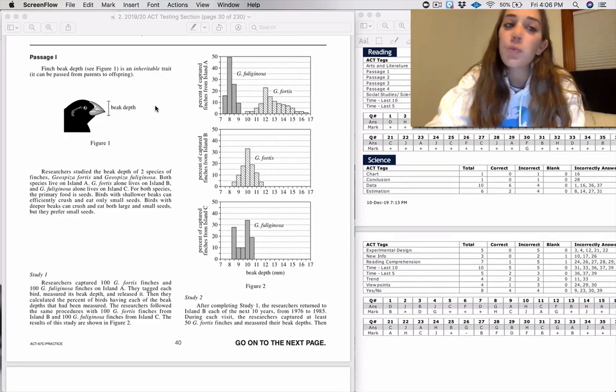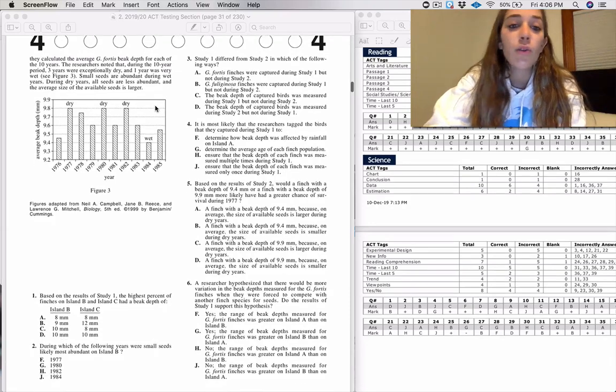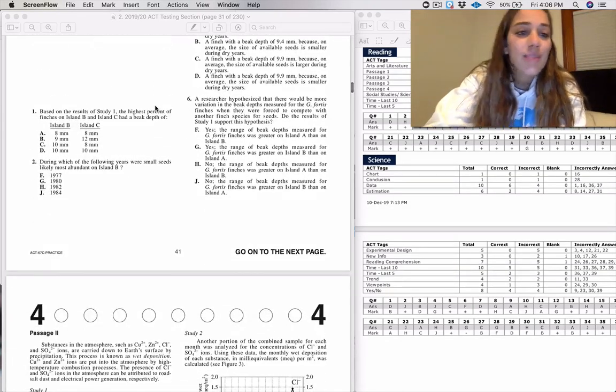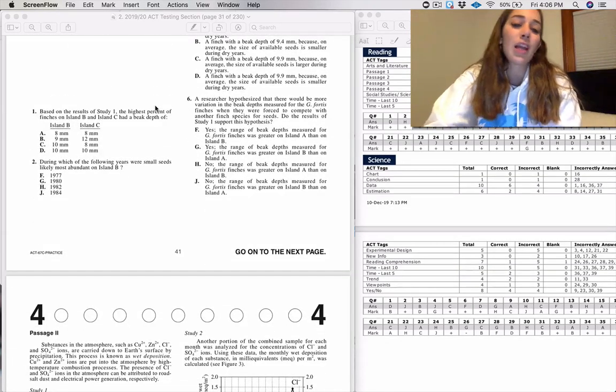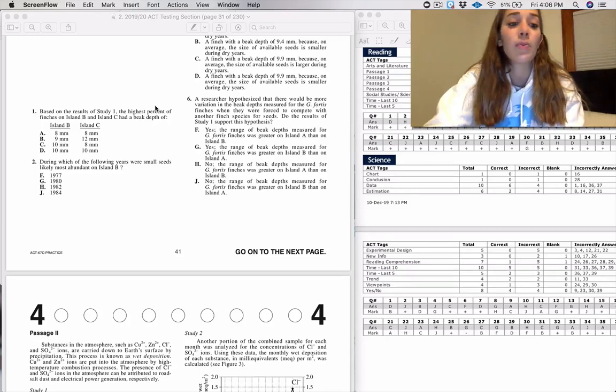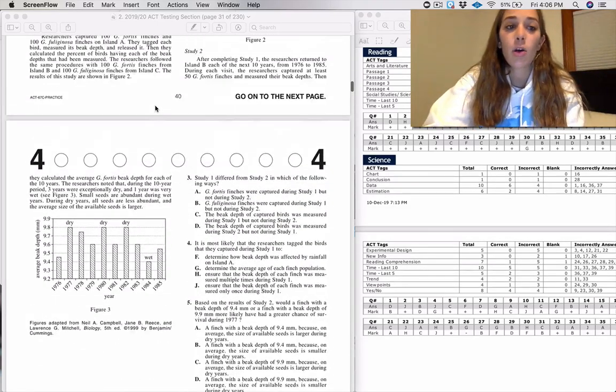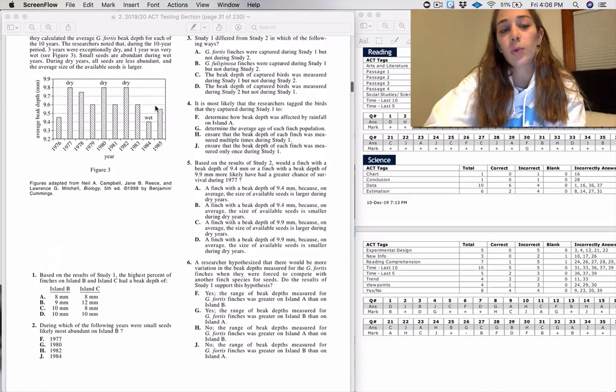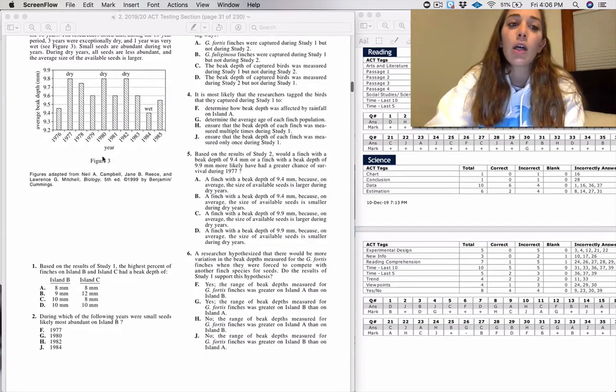Reading about the finch beak depths of all the G. fortis is not helpful. I'm not going to remember. I'm not going to retain anything. What is helpful is to be able to identify question types and know the strategies for each question type. So what we're going to do today is we'll talk about 2 to 3 question types, what I like to teach in my first lesson, and how to go about them. So we'll work on this first passage here.